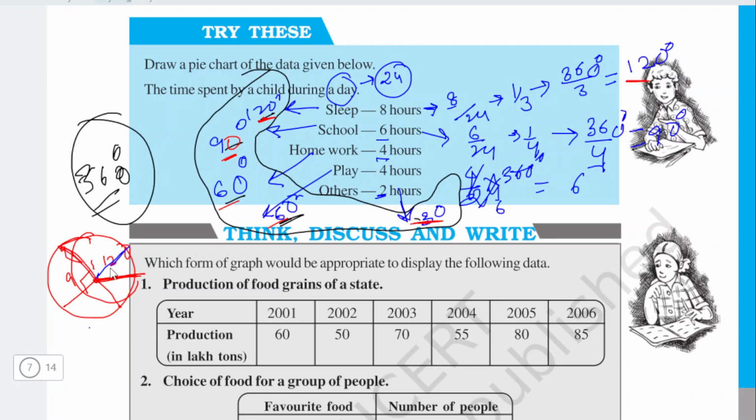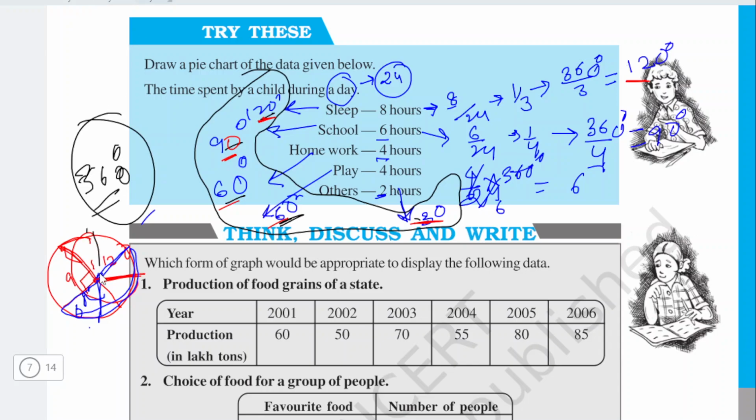Your protractor will be kept on this line, and from here you will find 60 degrees. Okay, 60 degrees. So this 60 degrees will represent your homework time. Then you will place your protractor something like this.